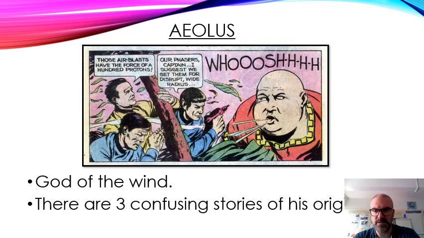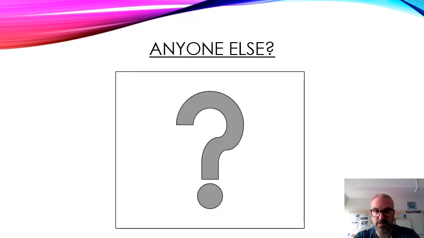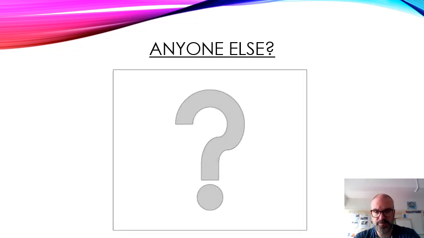Aeolus, god of the wind, I couldn't think of a true or false. He's a minor character, so anyway. Right, river gods, they're important. Local deities confined to a specific place. The most famous river god is the river Scamander, who on the plains of Troy actually attacked the great warrior Achilles. And we do get an important little river god in book 6, just to bear that in mind. Anyone else? No, probably not.